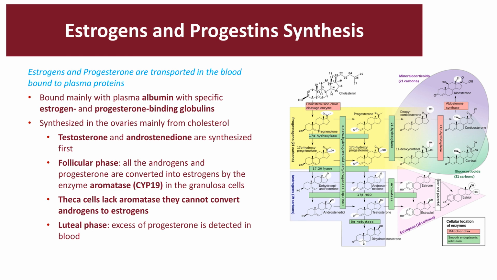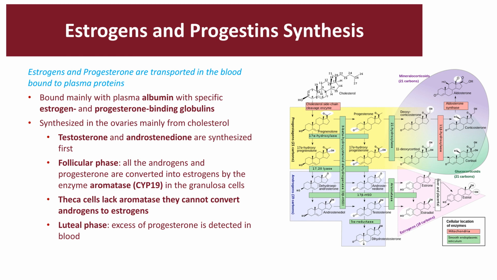Don't forget that going from pregnenolone to progesterone, you require the enzyme 3-beta-hydroxysteroid dehydrogenase. And then going from progesterone all the way to the androgens, it has to be converted into 17-hydroxyprogesterone first, and then into androstenedione before it becomes testosterone.